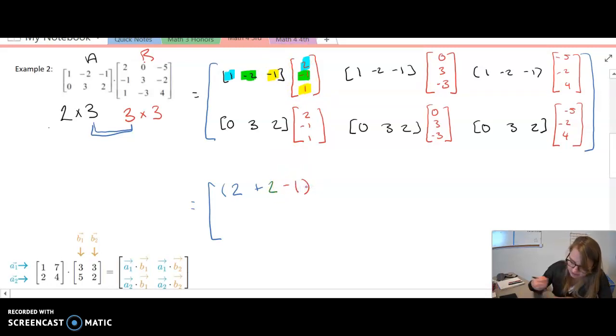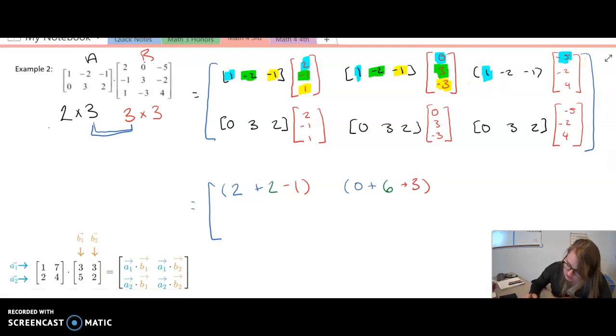Okay? And then our next one. We have 1 times 0. That's going to be 0. Then we have -2 times 3. That's going to be -6. And then we have -3 times -1, which is going to be +3. And then our next one. Again, 1 times -5. That's going to be -5. Then we have -2 times -2. It's going to be +4. And then we're going to have 4 times -1. That's going to be -4.